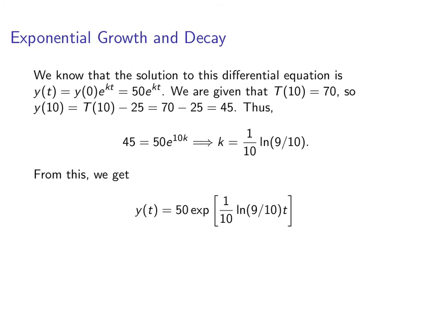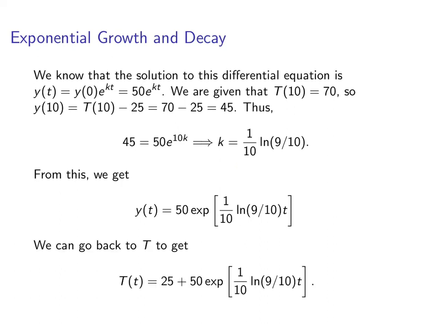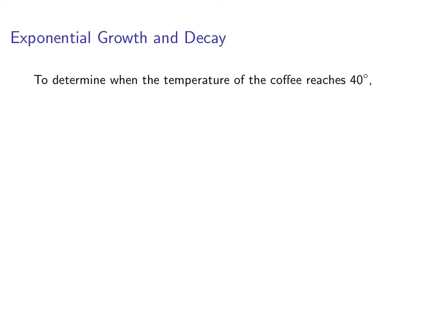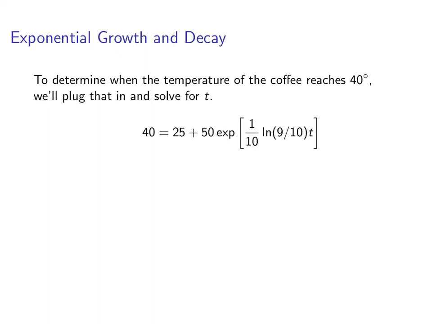So y of t is equal now to 50 e to the kt. And we've solved for k as being 1/10 log of 9/10. We can put this back into terms of the temperature to get the temperature is equal to 25 plus 50 e to the (1/10 log 9/10) times t. Now the problem really was to determine when the temperature of the coffee reached 40 degrees. So we'll plug that in and solve for t. So 40 is equal to 25 plus 50 e to the (1/10 log of 9/10) t.